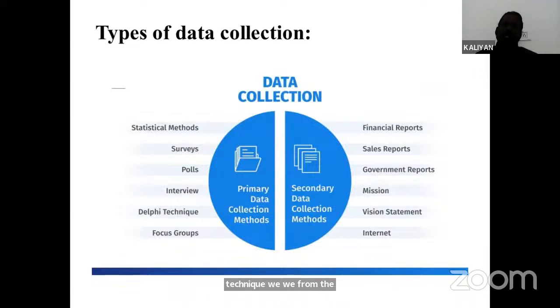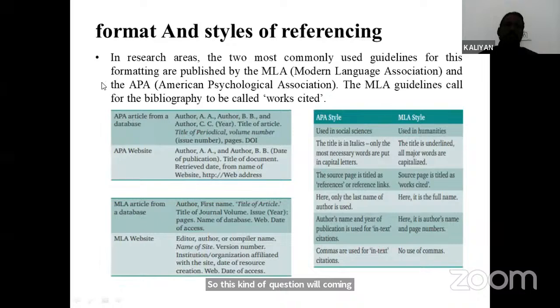This is the primary data. Secondary data is mostly already existing data, like financial reports, sales reports, government reports, mission and vision statements, and whatever is available on the internet. These are the secondary data collection methods. So in the question they ask you to choose the primary data, or to pick out the odd one. They give three primary data collection methods and one secondary data collection method. Please pick out that one. This kind of question will come for the exam.